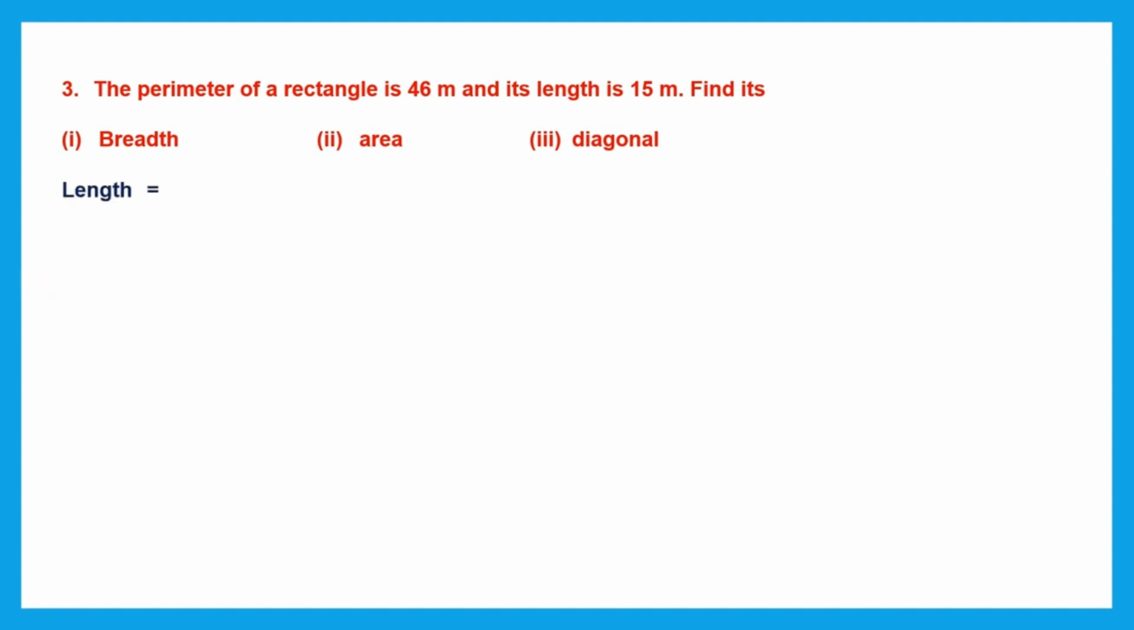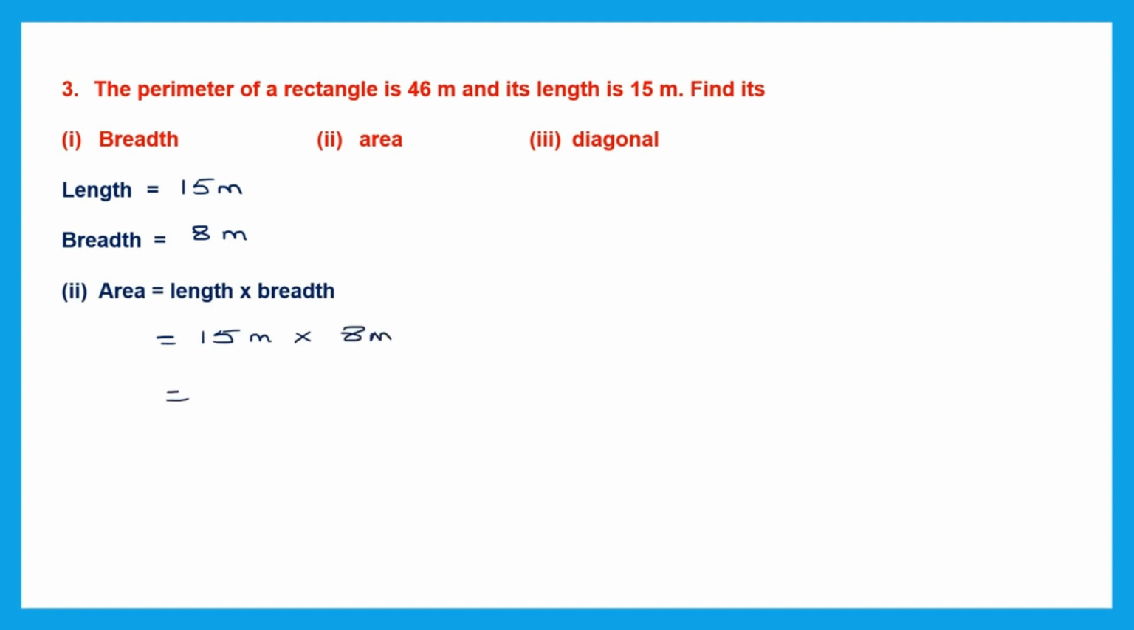Length is 15. Let's write it down. Length is 15 meters. Breadth is 8 meters. Now let's find the area with the formula length into breadth. That is 15 meters into 8 meters. 15 into 8 is 120 meters square. So what is our answer? 120 meters square is the area. So we found the second answer.